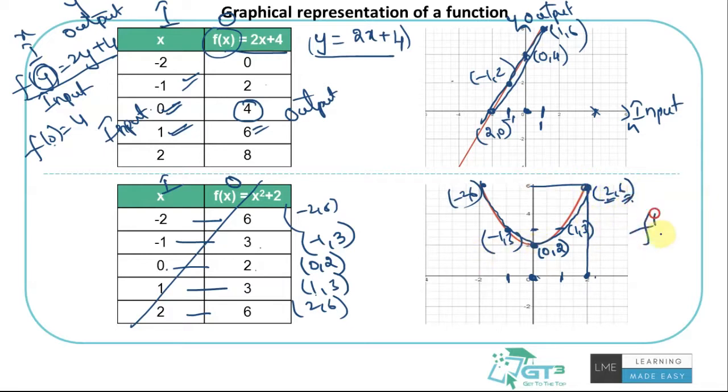So if I ask you what is f of 2, I don't know this entire definition. Let's say if input is 2, what is the output? I'm seeing here 6. So this is 6. That's how you need to read the function, right?